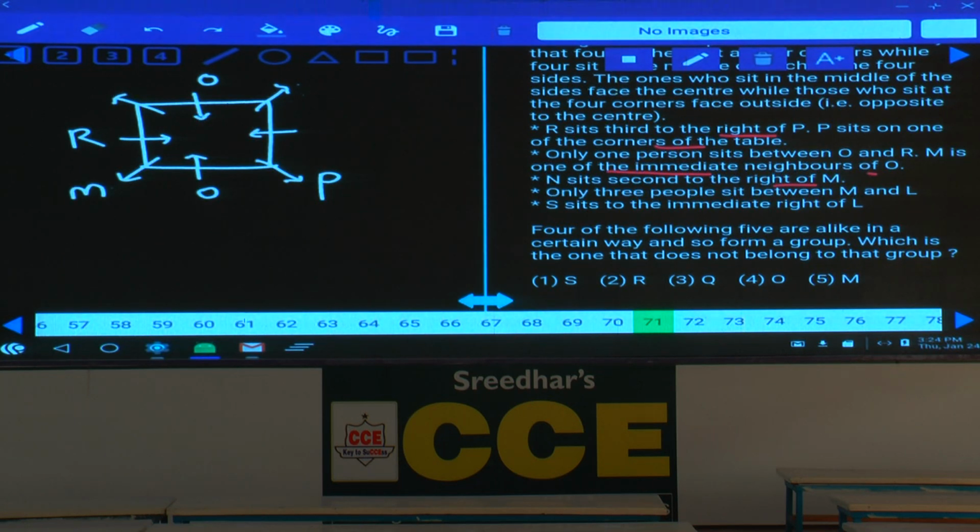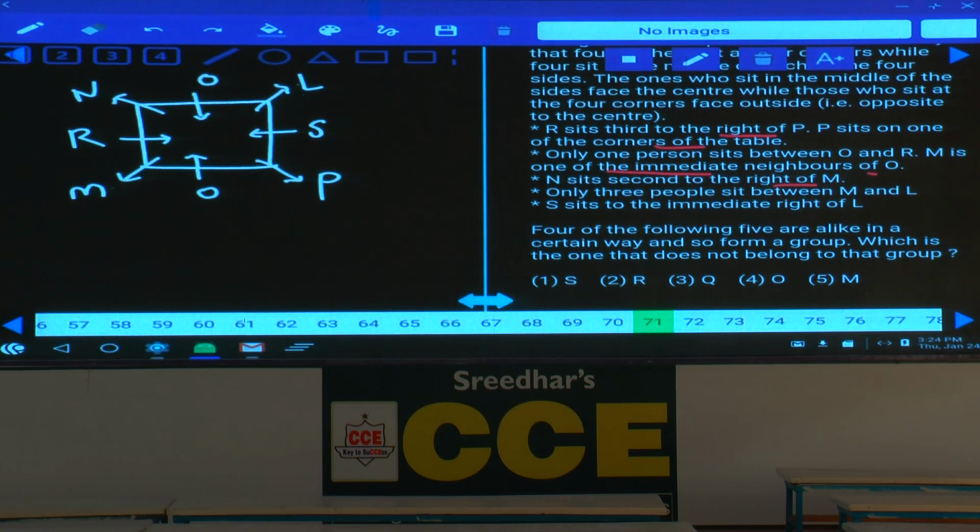M is here, N sits second to the right of M, N will be here, and 3 people between M and L, hence M and L are opposite to each other. S sits to the immediate right of L, and this is S. This information is not at all required. Done with this? Now this is how these 8 persons are seated around this square table. 4 are facing the center and 4 are facing away from the center.